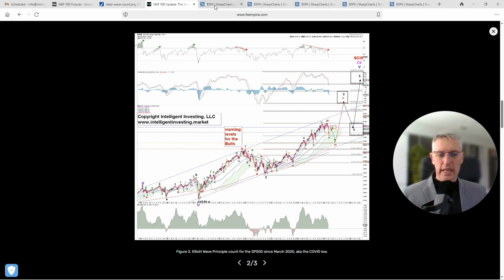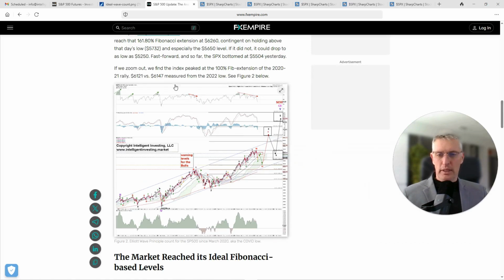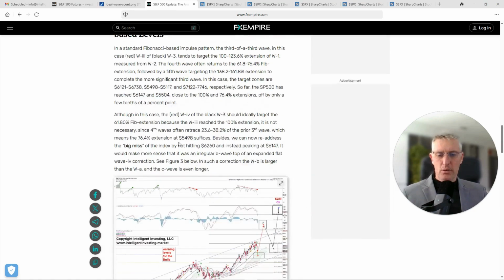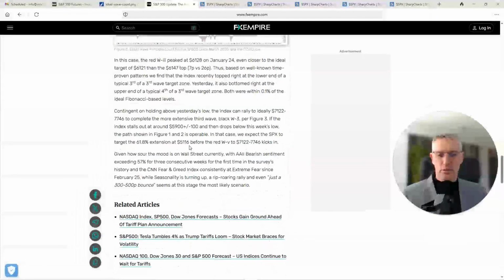So what did we get? Back then, and I can show you it right now, is where we expected a rally to that 5800 to about 6,000 before we would see a decline. Okay, so red wave 3 peaked at 6128 right there. Okay, so far so good.